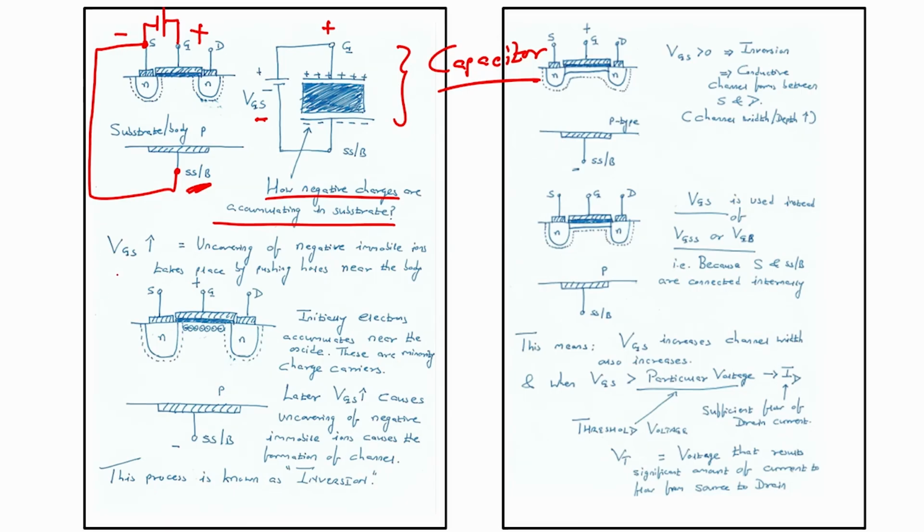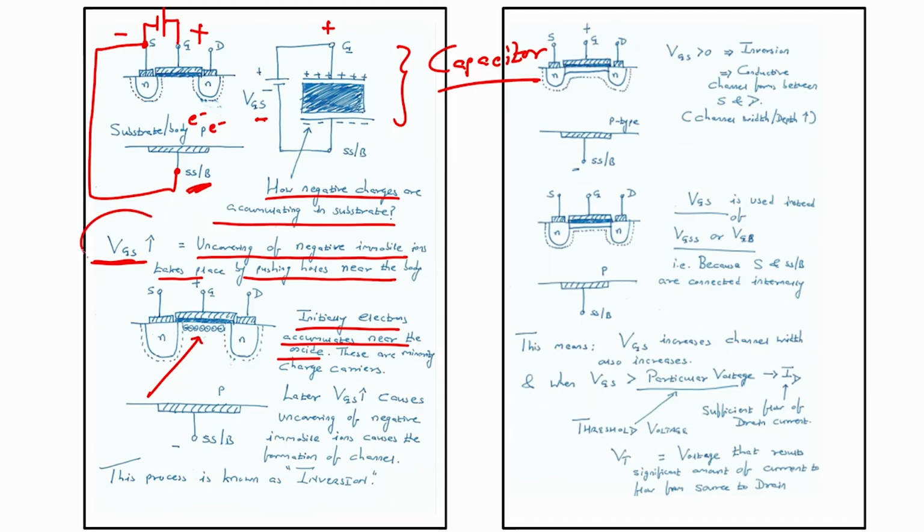Here you can see the detailed understanding. When you increase VGS, uncovering of negative immobile ions takes place by pushing holes near the body, right. Uncovering of the electrons, that is here, will take place, right. Negative immobile ions are your electrons, by pushing holes near the body. In this case, initially electrons accumulate near the oxide, you can see the electrons accumulating near the oxide, right.